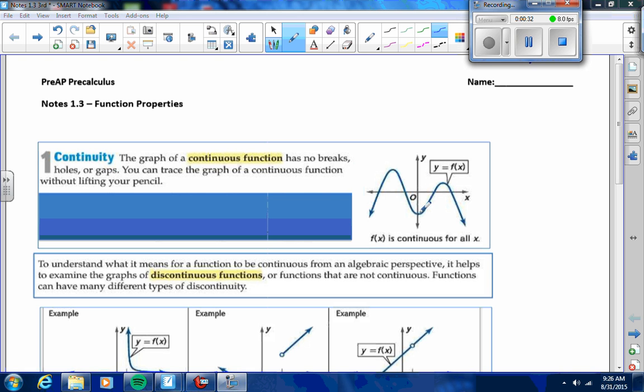So if we look at this graph, f of x is continuous for all x values. I could put the pencil down and trace the entire thing without ever having to lift it up. To understand what it means for a function to be continuous from an algebraic perspective, it helps to examine the graphs of discontinuous functions, or functions that are not continuous. Functions can have many different types of discontinuity.